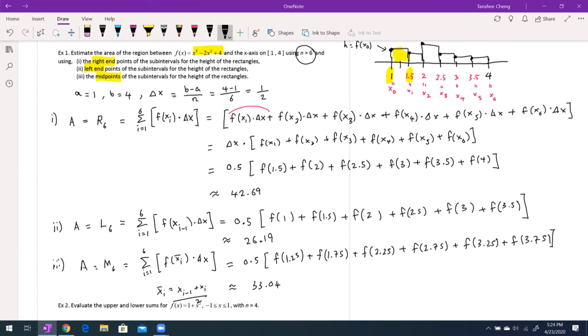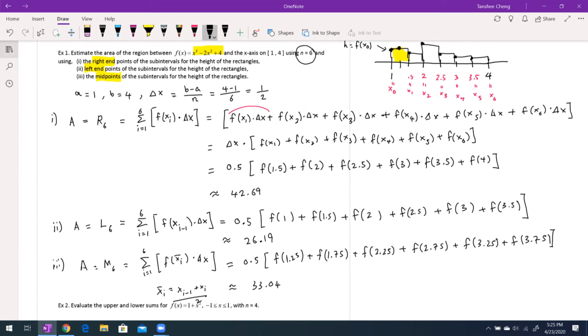Using the midpoint as the height right here. So to get this height, that's basically using this average right here, 1.25. You plug this into the function, and that will give you the height of the function. And then you do the same thing for the rest.